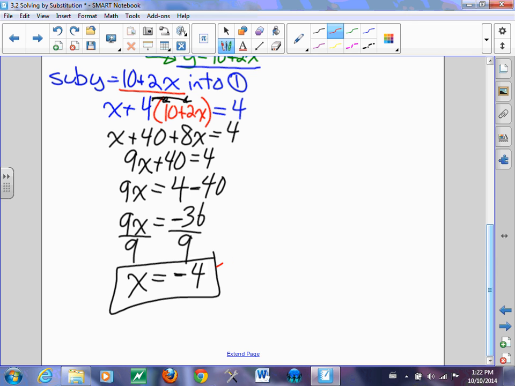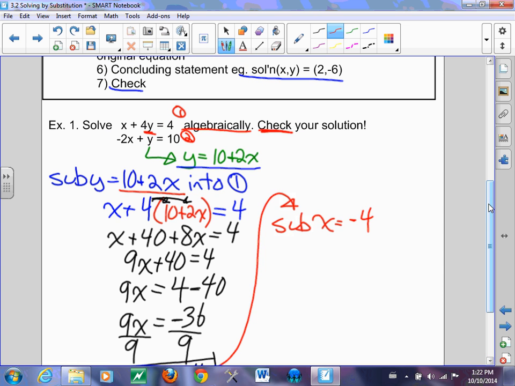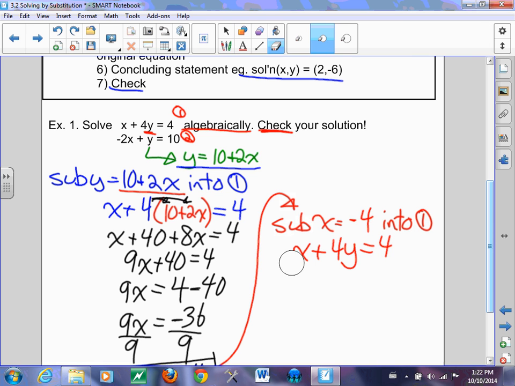Okay? Then what we're going to do, just to save room, I just move this up. And I'm going to say sub x equals negative 4. And it doesn't matter which one you want to sub it into, equation 1 or 2. I'll always choose the easiest one. So I'm going to say into 1 because it's got smaller numbers, less room for error. So wherever I see an x in equation 1, I'm going to erase my x, and I'm going to put negative 4 in there.